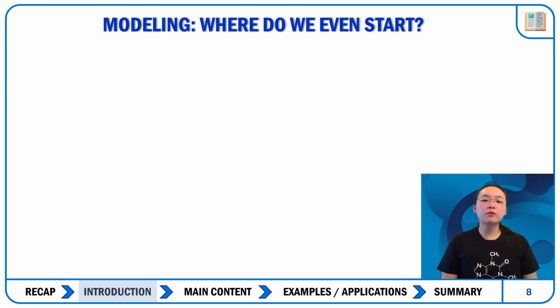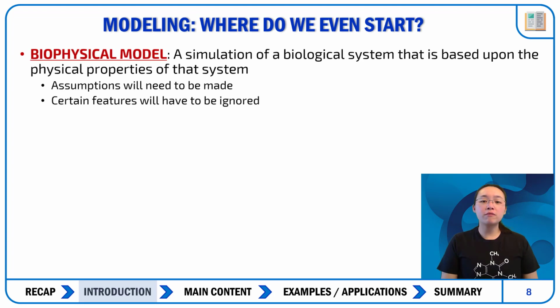So let's first start off with what modeling is. A biophysical model is a simulation of a biological system that is based upon the physical properties of that system. That means an assumption, or many assumptions, will have to be made. It also means that certain features are going to have to be ignored. A model is never going to be the perfect model.